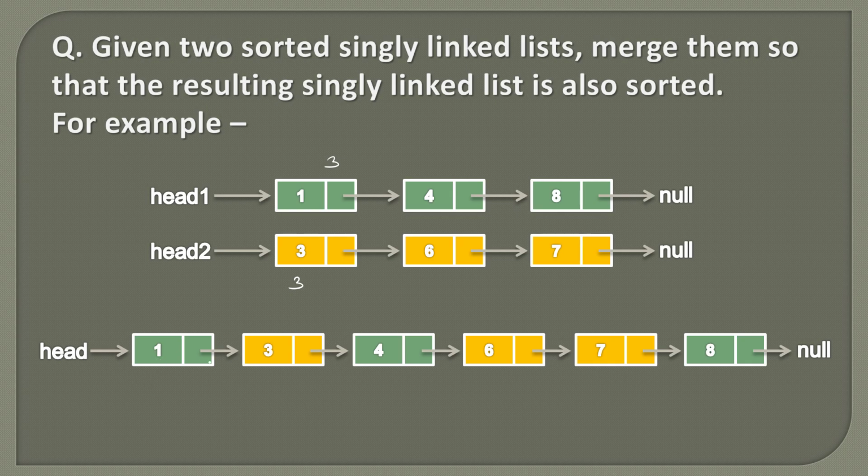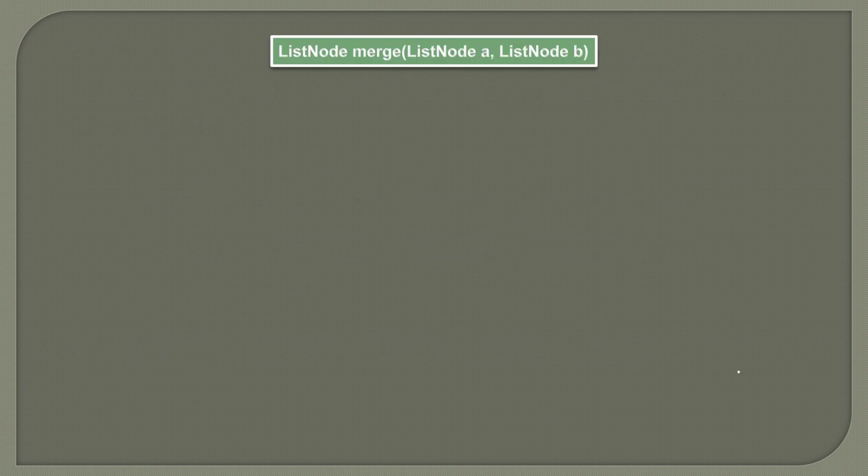So at the start we have 1, then 3, 4, 6, 7, 8. So 1 is added from list 1, 3 from list 2, 4 from list 1, 6, 7 from list 2, and finally 8 being the largest value from list 1. So the resulting singly linked list is also sorted. So let's move ahead and see the demonstration of the algorithm step by step.